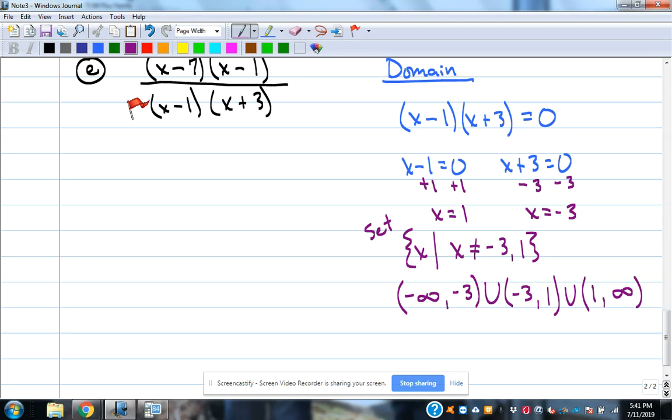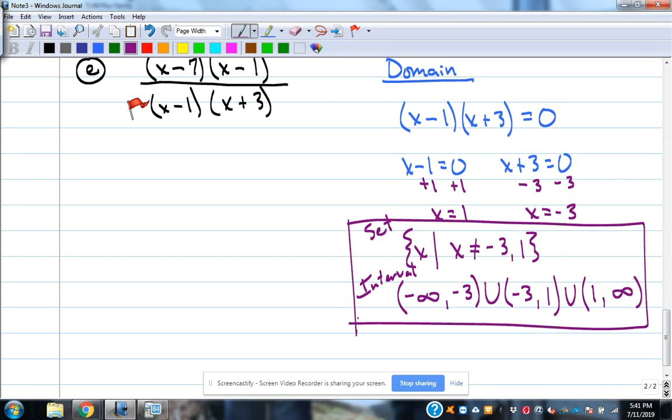Okay, what that does, the domain, that tells us what x's we can use and which ones we can't use. The set notation is more focused on the things you can't use. The interval notation tells you what you can use and what you can't use, both. So that's why the interval notation is such a big deal in higher level math, because you get more information from it. So that's why we're using that. So this is our domain. Be able to do both ways of writing that, in set notation and interval notation.